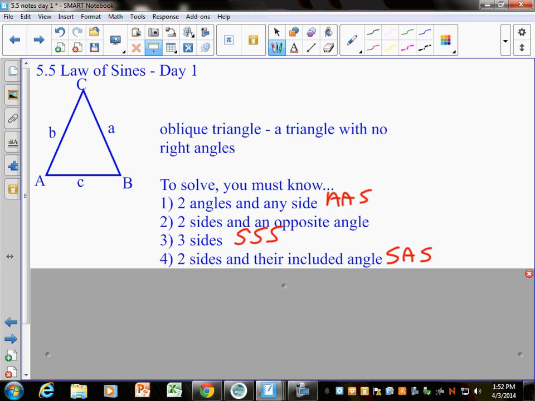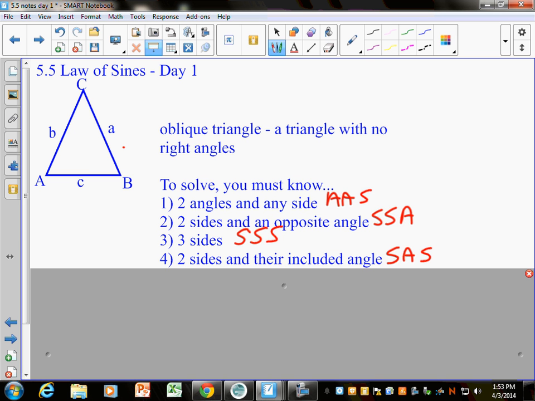But there was one that you were not allowed to use, and that was if you had two sides and an opposite angle, which means two sides and then the angle opposite over here, maybe. That would be side-side-angle. In geometry, this did not work because it spells a bad word, and that's what I used to teach my students when I taught geometry.